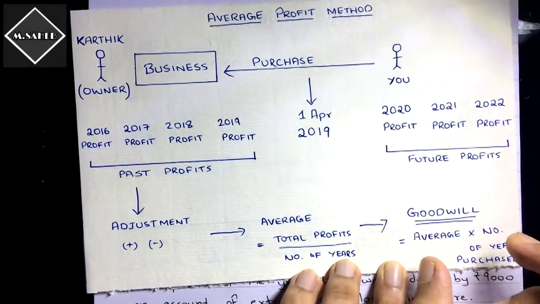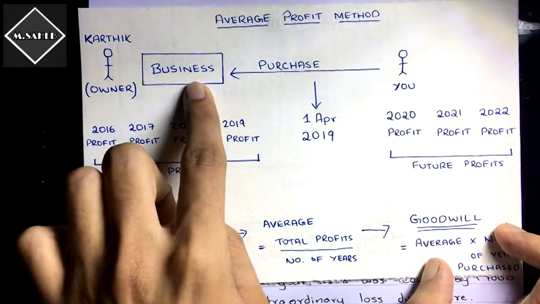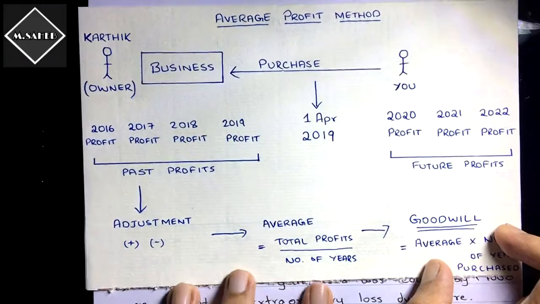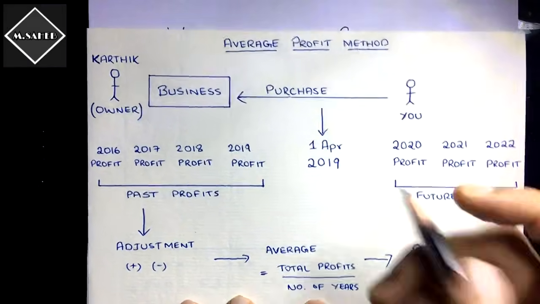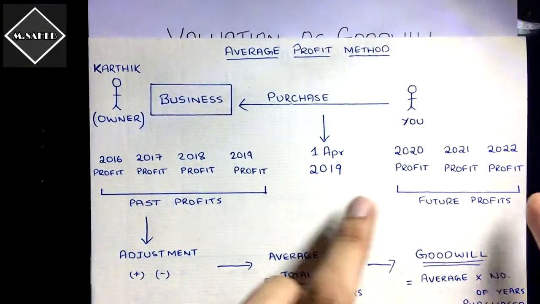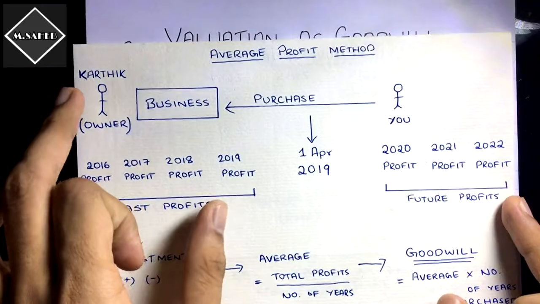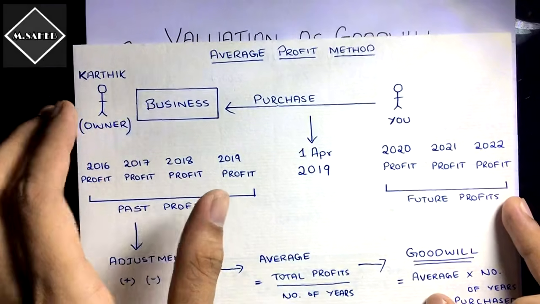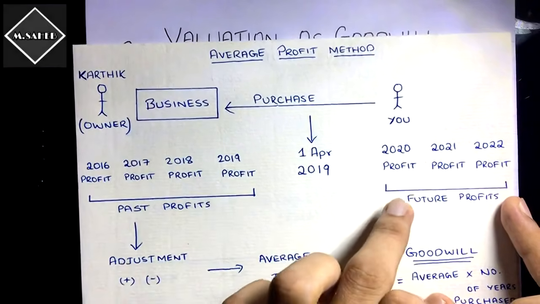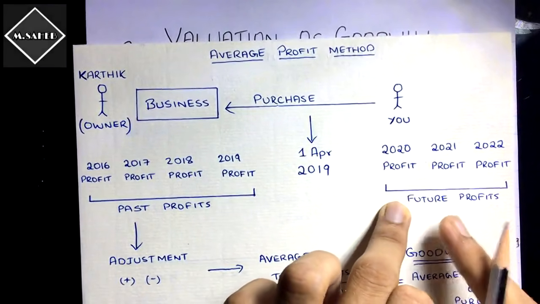So now you have to compensate 3 lakh extra to Karthik to purchase his business. That is the simple concept. This is the simple funda of average profit method. On the basis of past profits, you calculate the future profits, and then you compensate the owner of the business from whom you are purchasing, right? You have to compensate him, whatever profits he will be missing out on in the future.